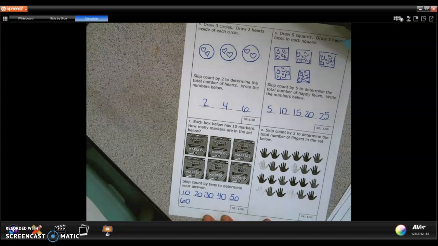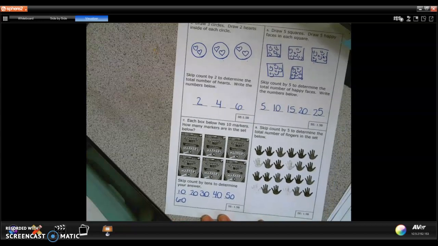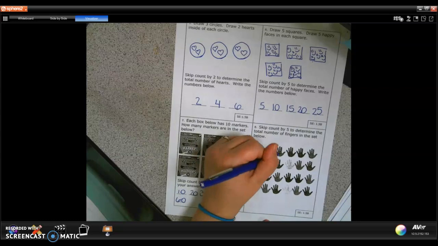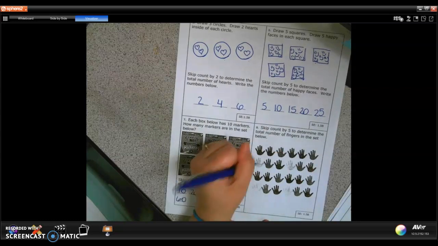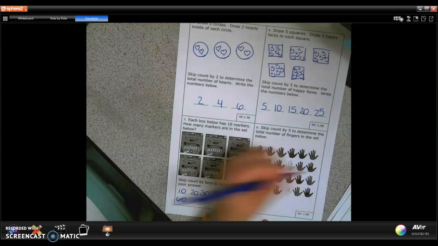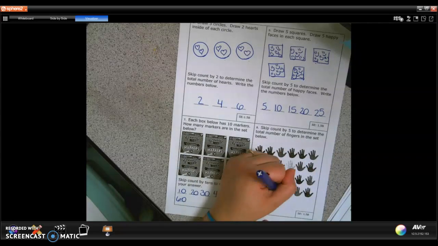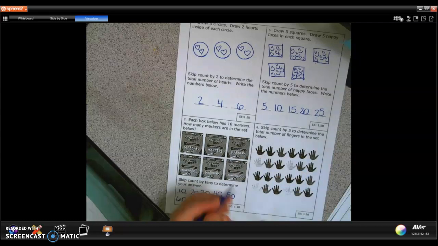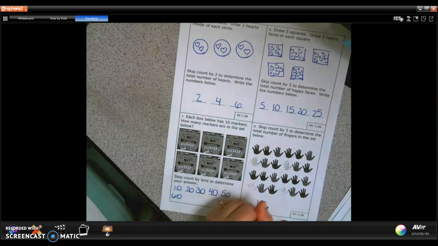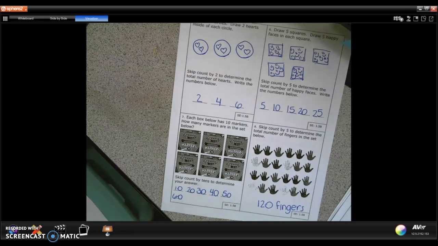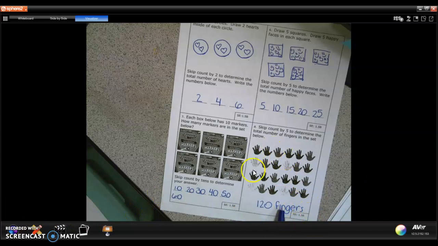Skip count by 5s to determine the total number of fingers in the set below. 5, 10, 15, 20, 25, 30, 35, 40, 45, 50, 55, 60, 65, 70, 75, 80, 85, 90, 95, 100, 105, 110, 115, 120. There are 120 fingers in the set below. Notice I'm writing the word fingers. Whenever possible, you do want to label so people know what you're counting.